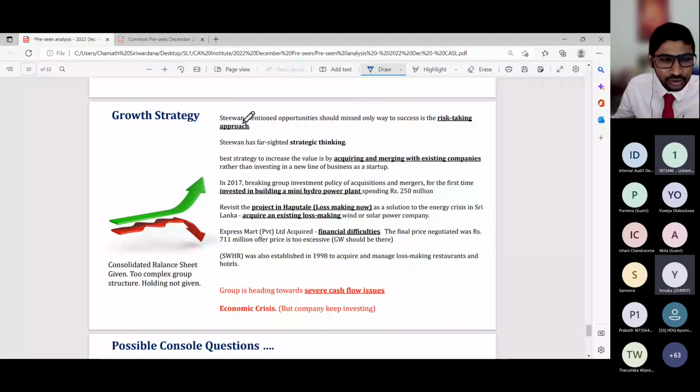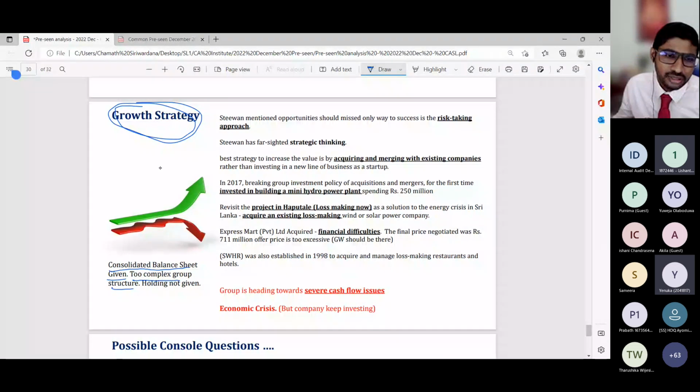The first thing that I want to tell you is that the consolidated balance sheet is given. So here you have the group balance sheet. If you go to the annexures, they have given the group balance sheet. And the group structure is also complex, right? And the holding percentage is not given.